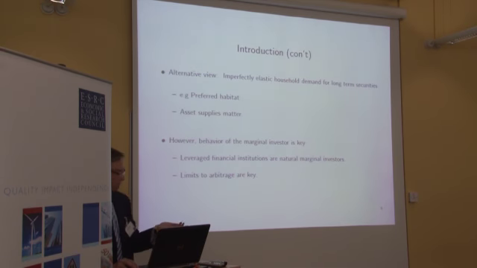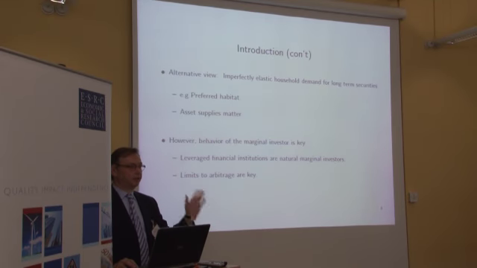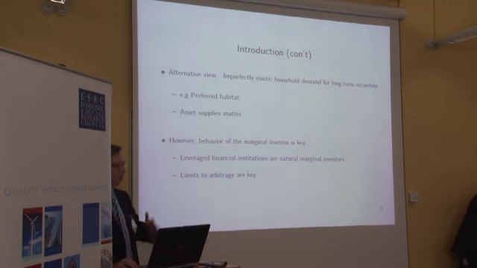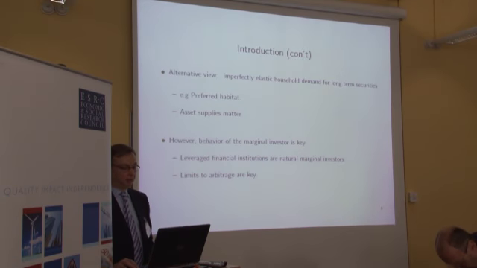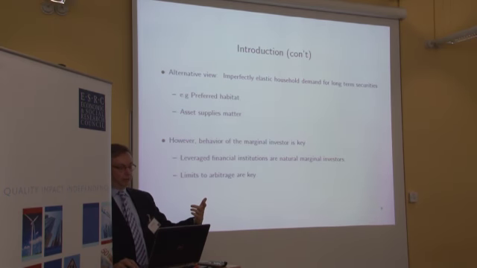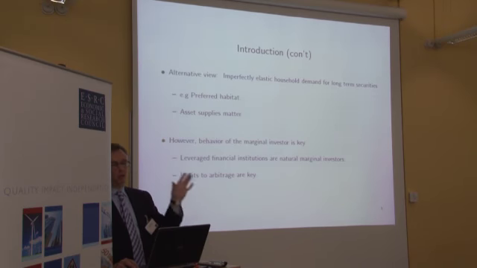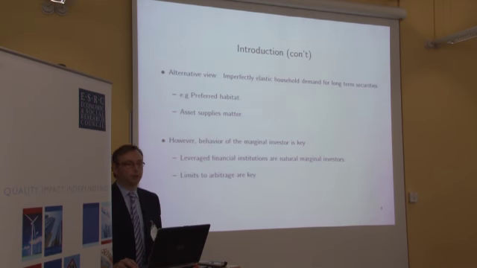Now, the alternative, or conventional, view is that imperfectly elastic household demand for long-term securities implies that asset supplies are going to matter. That is, investors just care about maturity, they don't care so much about returns, so you dump more supply on the market, you're going to have a big adjustment in prices. But what this misses is that it's the behavior of the marginal investor that's key. You can have people with relatively inelastic demands, but you've got to account for the behavior of arbitrageurs in the market, and limits to arbitrage are going to be key.